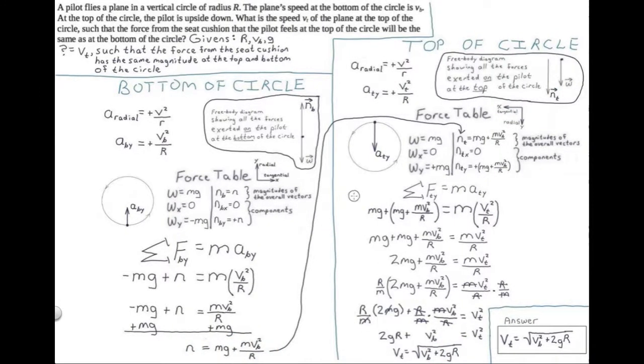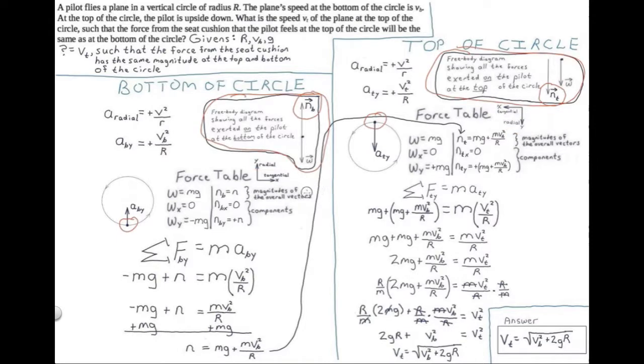Now let's do a recap of our work on the problem. This is the first problem in this video series which has dealt with motion in a vertical circle, rather than motion in a horizontal circle. On this problem, the radial axis is the y-axis. Compare that with the previous problems in which the radial axis was the x-axis.